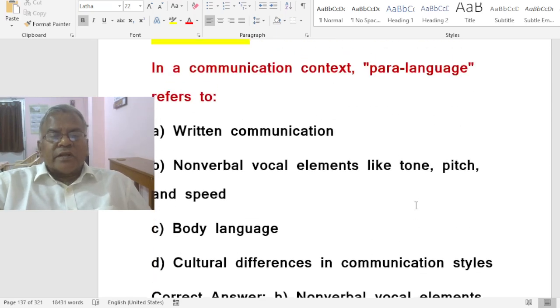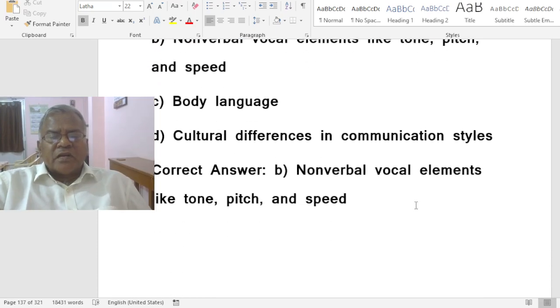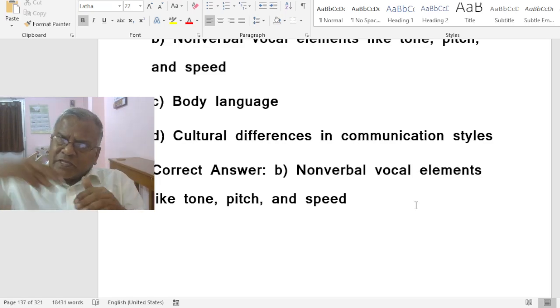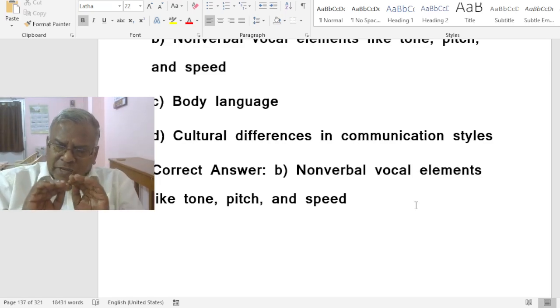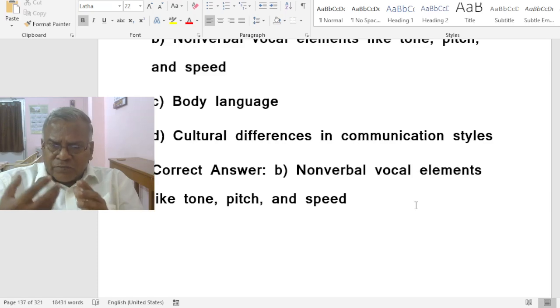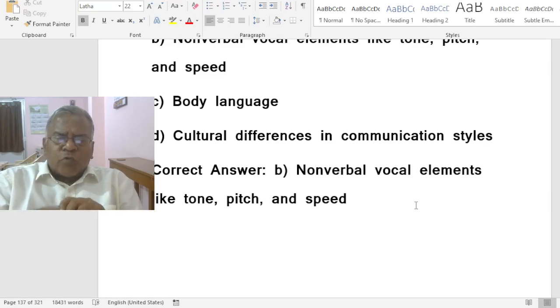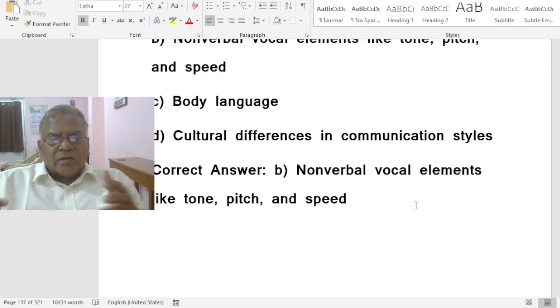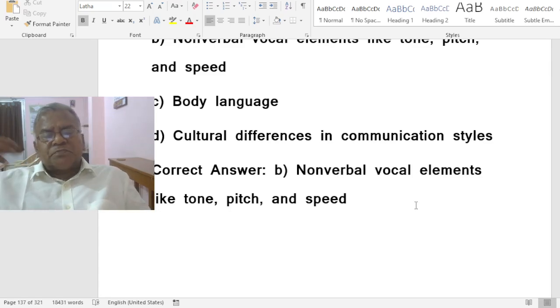So that is the idea, no? Paralanguage means non-verbal vocal elements like tone, pitch and speed. Sometimes we raise our voice, sometimes we make it very slow, sometimes we make some sounds without any words. These are non-verbal vocal elements. So it's tone, pitch and speed.